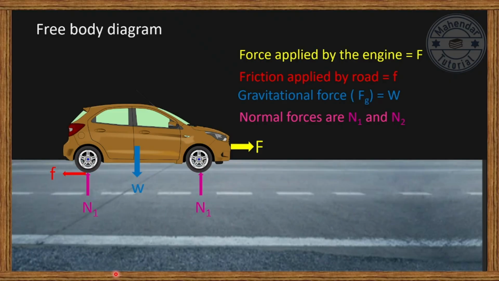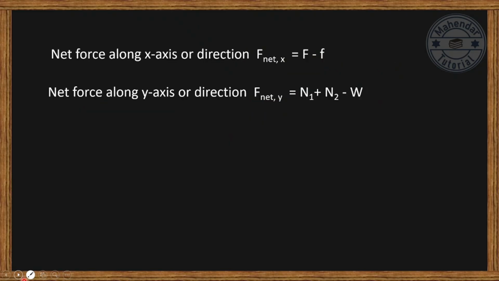Here we need to find the F net along two directions. One is along the x-axis, another is along the y-axis. If you observe here along the x-axis, two forces are acting. So what are the forces acting on the x-axis? We will find out now. Net force along the x-axis or x direction, F net x, is equal to capital F minus small f. Capital F is the force exerted by the engine, small f is the frictional force by the road. This is the net force along the x-axis.